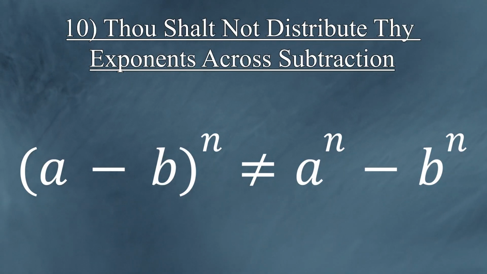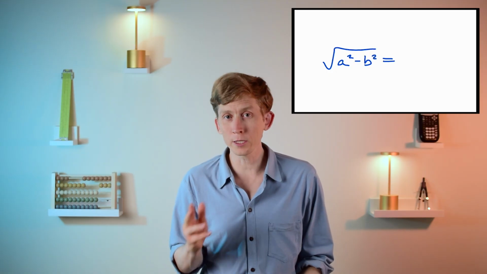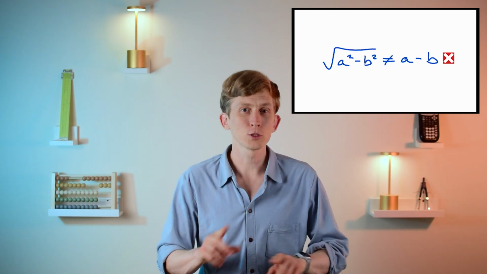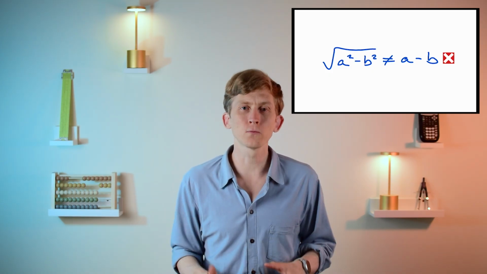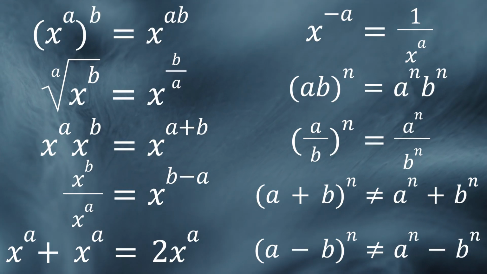10. Thou shalt not distribute thy exponents across subtraction. A minus b to the n does not equal a to the n minus b to the n. Subtraction works the same way as addition. The square root of a squared minus b squared does not equal a minus b. I know you've done this before, so repent your wicked ways and leave this radical alone too. You cannot reduce it. With these rules under our belts, let's try the opening problem.